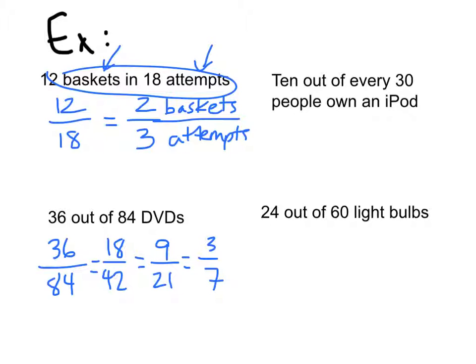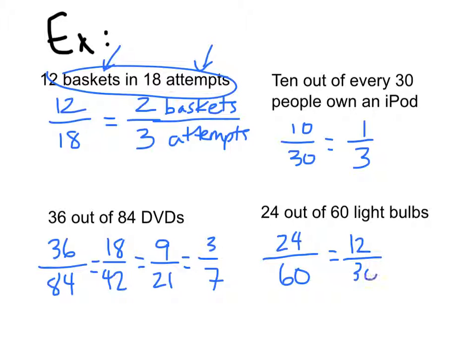10 out of every 30 people own an iPod. 10 to 30, they can both be divided by 10, so 1 to 3. 24 out of 60, so 24 to 60, and I can simplify that. They can both be divided by 2, so 12 to 30. They can both be divided by 2 again, 6 to 15, and they can both be divided by 3, so 2 to 5 is my final ratio.